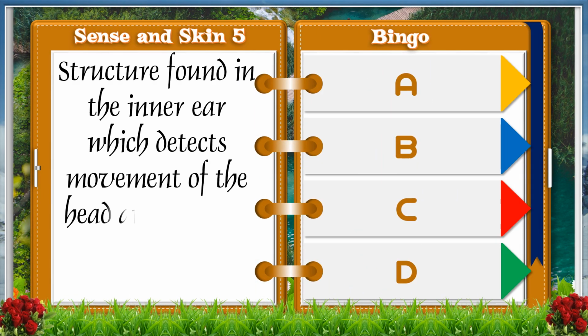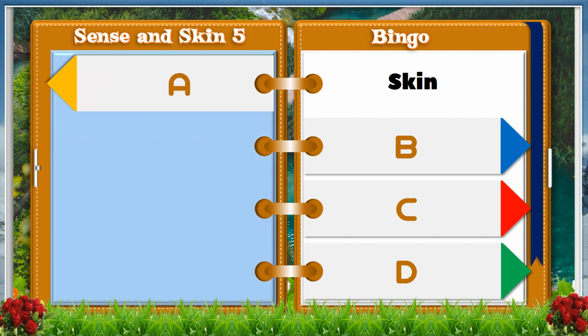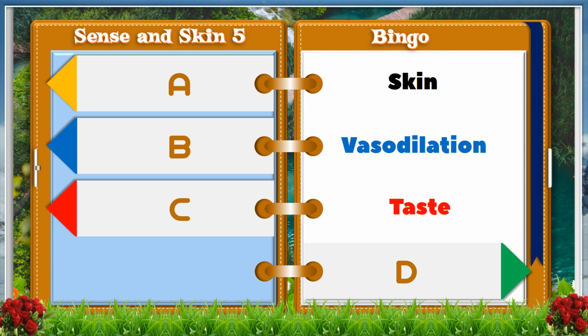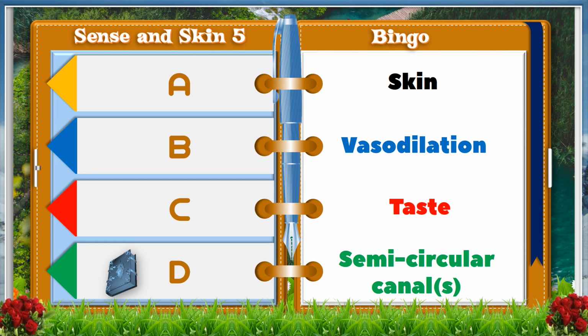Structure found in the inner ear which detects movement of the head and controls the balance of the body. A. Skin. B. Vasodilation. C. Taste. D. Semicircular canals. And the answer is D. Semicircular canal.